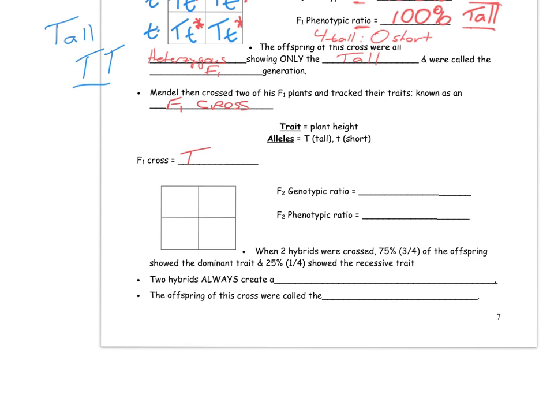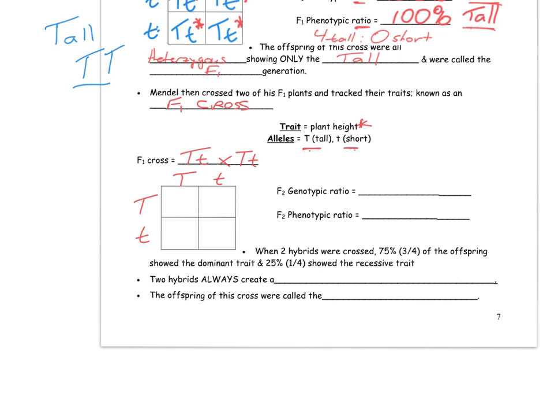It would be a big T, little T crossed with a big T, little T. The trait is plant height, and the alleles are either tall or short. Since they're all tall and you have 100% big T, little T, those are your parents. One big T goes here, one little T goes here, one big T here, one little T here. So what's going to be the outcome? What are the possibilities?